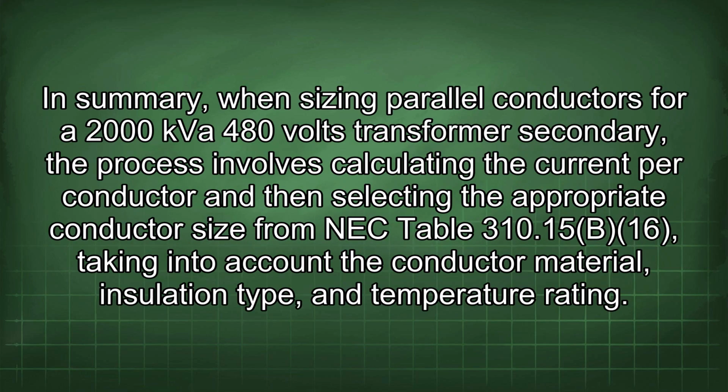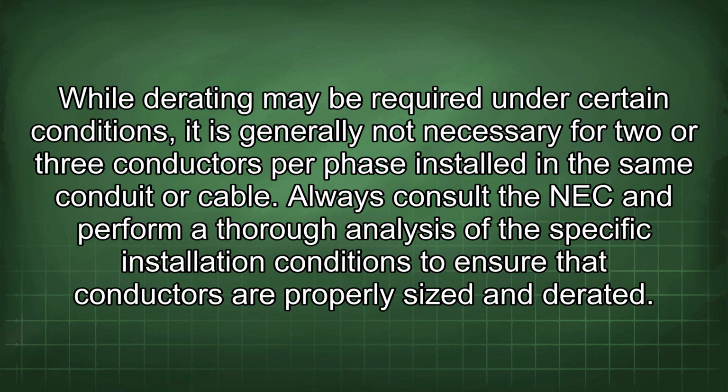In summary, when sizing parallel conductors for a 2000 kVA 480 volt transformer secondary, the process involves calculating the current per conductor and then selecting the appropriate conductor size from NEC Table 310.15(B)(16), taking into account the conductor material, insulation type, and temperature rating. While derating may be required under certain conditions, it is generally not necessary for 2 or 3 conductors per phase installed in the same conduit or cable.